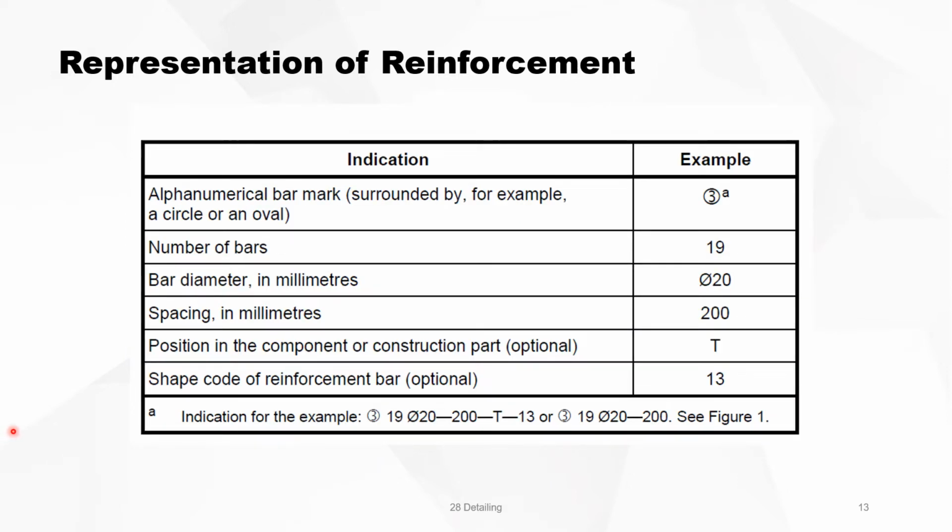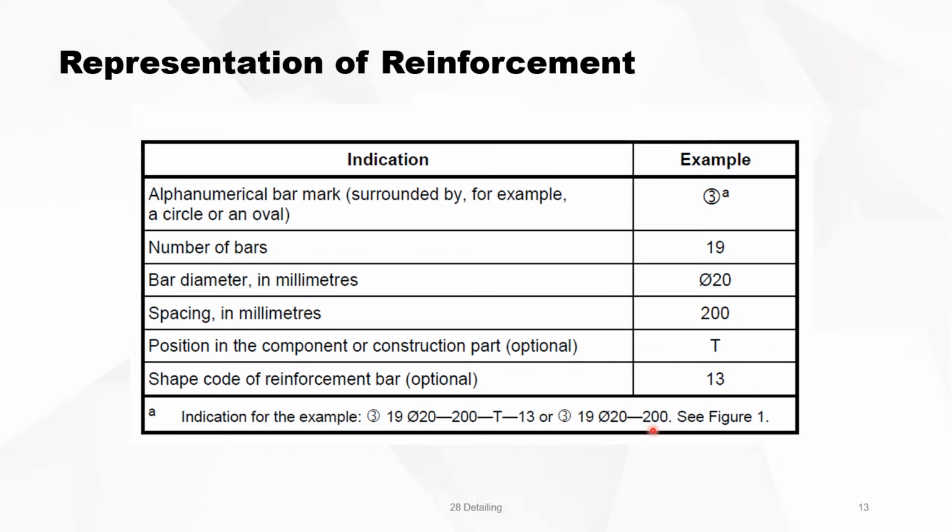To mark a rebar on your drawing, you have different elements. The first is a bar mark. Then the total number of bars, the bar diameter in millimeters, the spacing in millimeters, and the position in the component or construction part. This is optional. This is not necessary. It's like a T for top, or a B for bottom, or an FF for far face, or an NF for near face, and so on. And then the shape code of the reinforcement that we have seen just now.